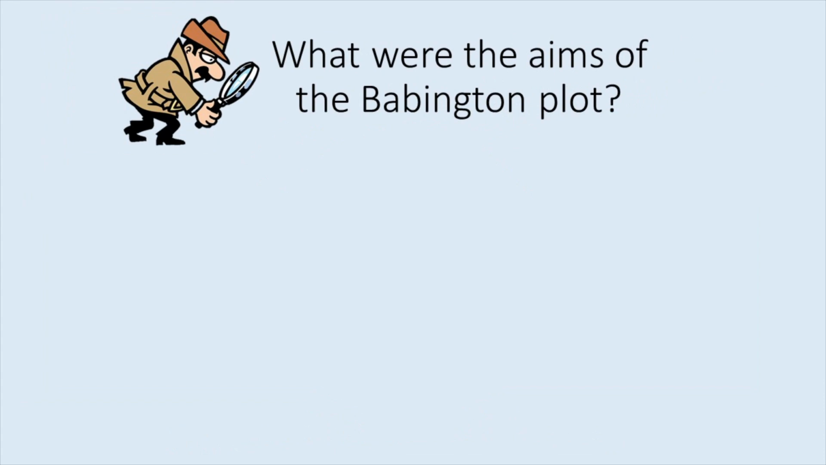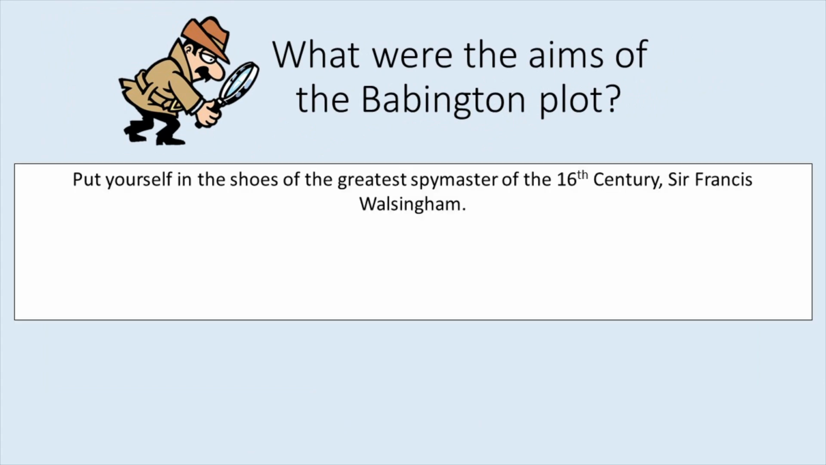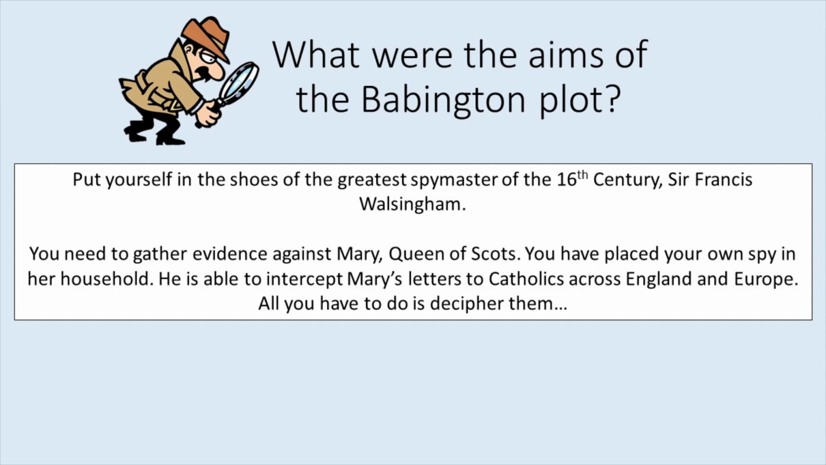So, what were the aims of the Babington plot? In order to find out, you're going to need to put yourself in the shoes of the greatest spymaster of the 16th century, Sir Francis Walsingham. You need to gather evidence against Mary, Queen of Scots. You have placed your own spy in her household, and he is able to intercept Mary's letters to Catholics across England and Europe. All you have to do is decipher them.